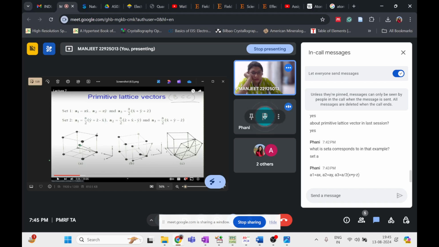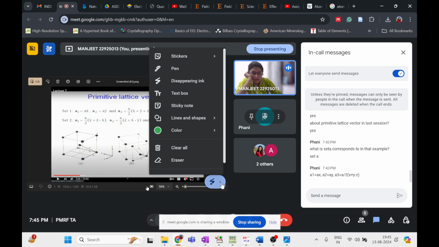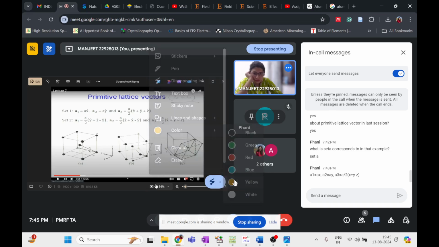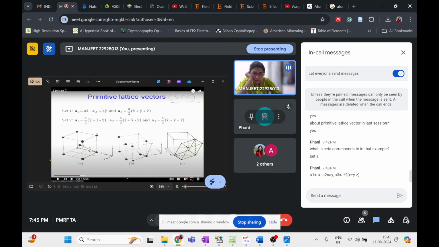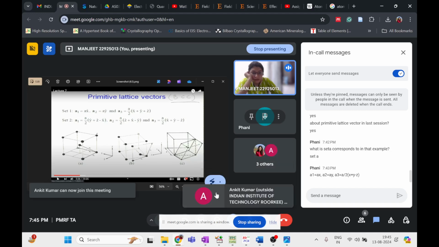Can you see my mouse, this cursor, or something else? No, no. Let me change the color to yellow maybe. Can you see this now? This one. Can you see now? Yes, this is the body center one.